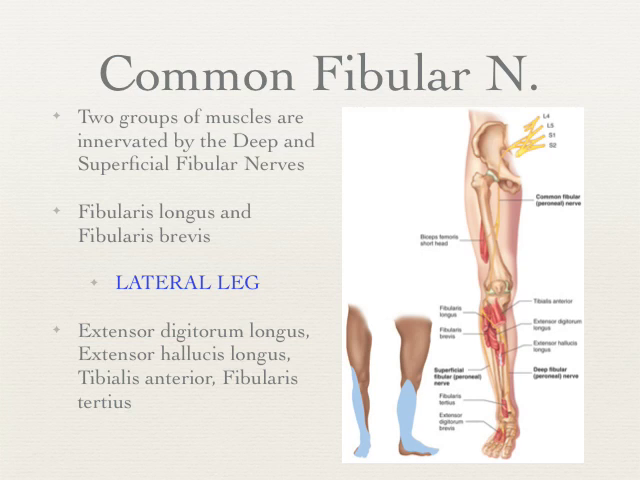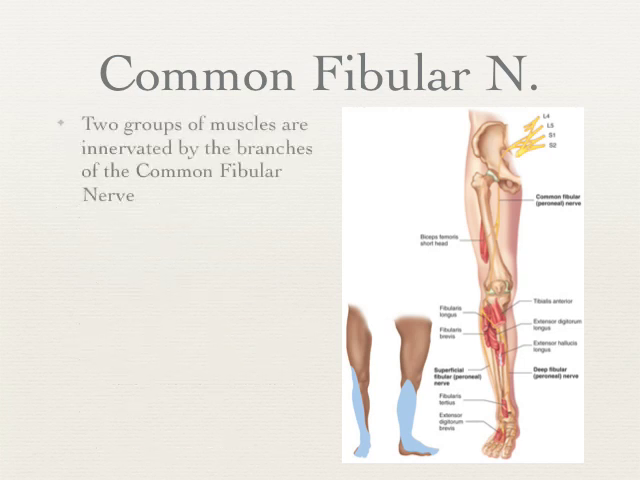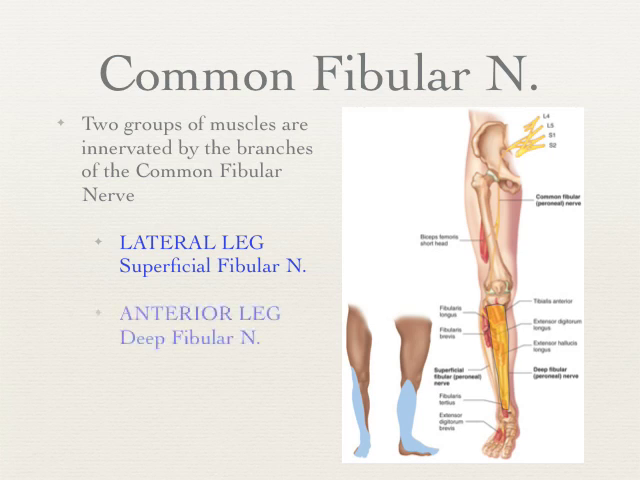Where? What compartment? Anterior part of the leg. So each one of these takes one of these two, okay? And just lay it out this way. Two groups of muscles. The lateral leg takes the superficial fibular nerve, right? And the anterior leg takes the deep fibular nerve. No exceptions in this area here.